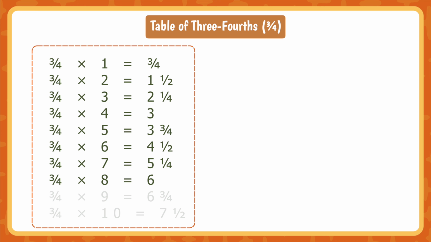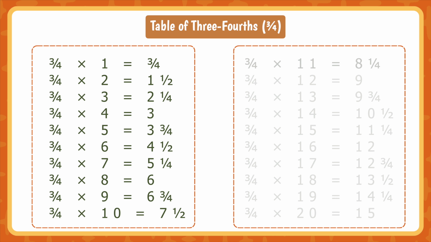3 quarters times 8 is equal to 6. 3 quarters times 9 is equal to 6 and 3 quarters. 3 quarters times 10 is equal to 7 and a half. 3 quarters times 11 is equal to 8 and a quarter.